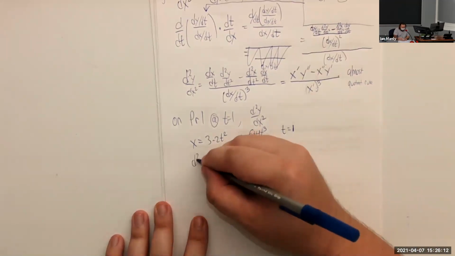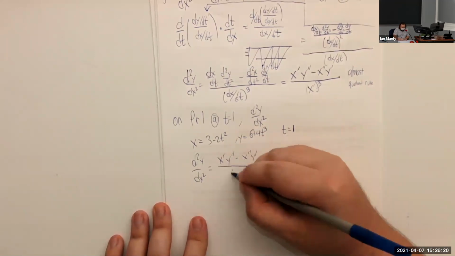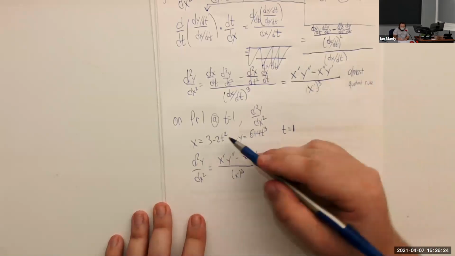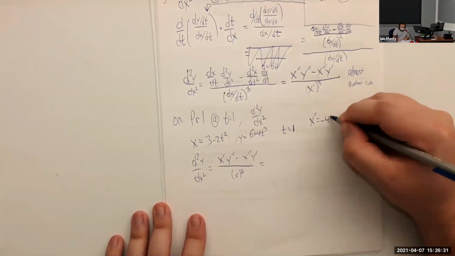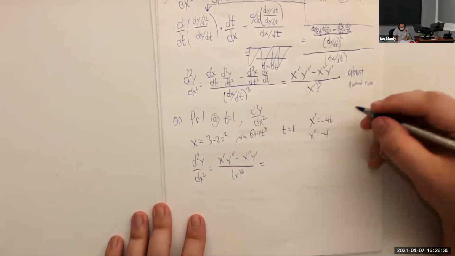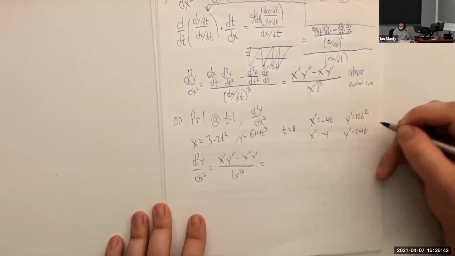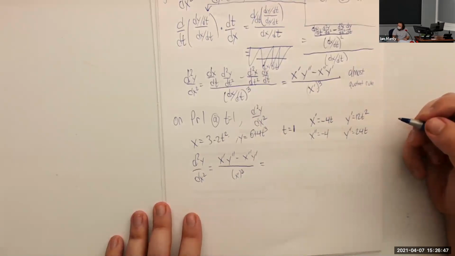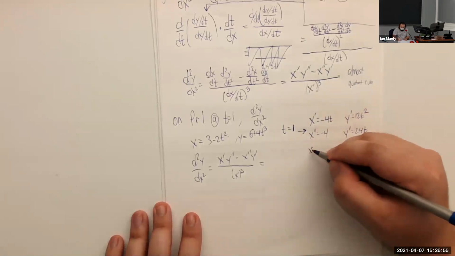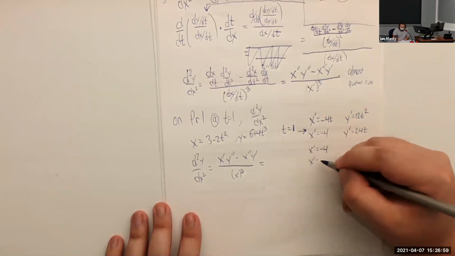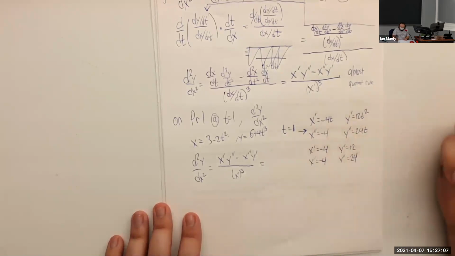All right, so let's go ahead and use this formula here. It's x prime y double prime minus x double prime y prime over x prime cubed. Let's figure out what x prime, y prime and the second derivatives are. X prime is negative 4t, so x double prime is negative 4. Y prime is 12t squared, so y double prime is 24t. Then we plug in t equals 1. So x prime is negative 4 and x double prime is negative 4. Y prime is 12 and y double prime is 24.